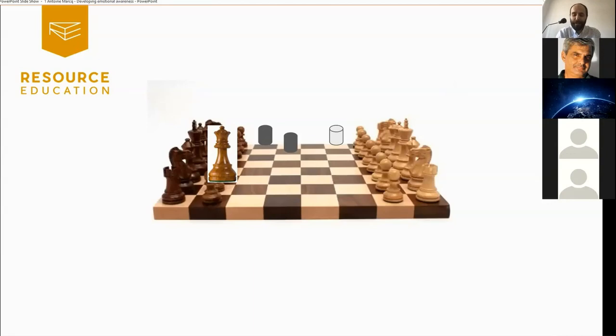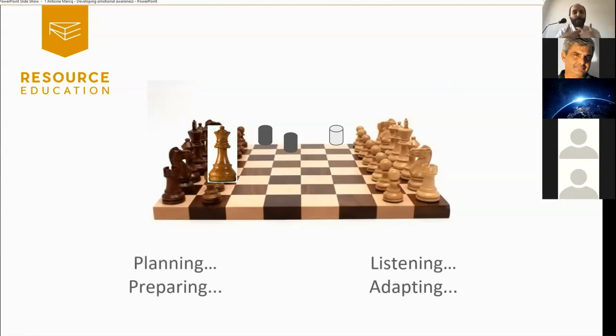So Rob, click, click, 2 clicks. This is really to show to students the difference between planning and preparing and listening and adapting. And chess here gives us an example of something that you master, compared to something that you can do.